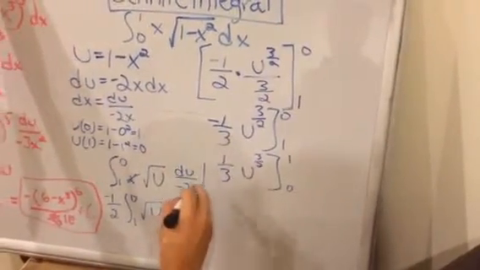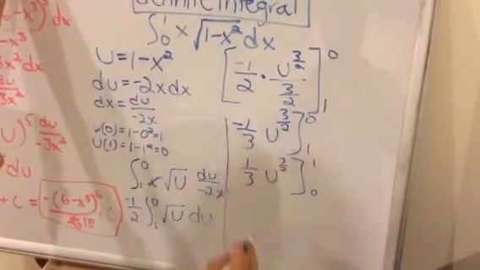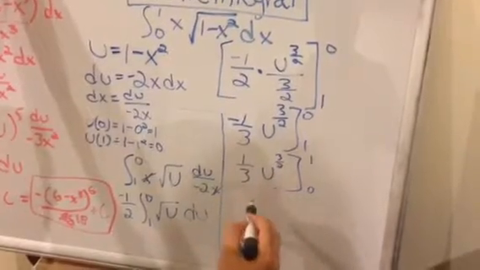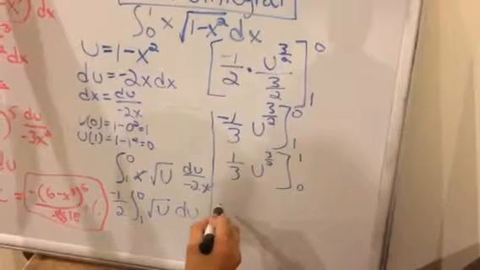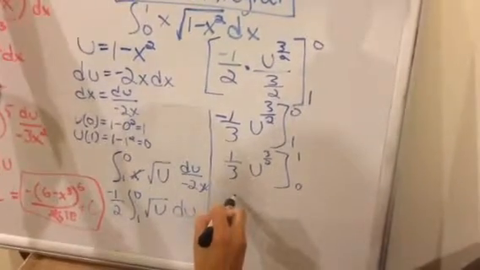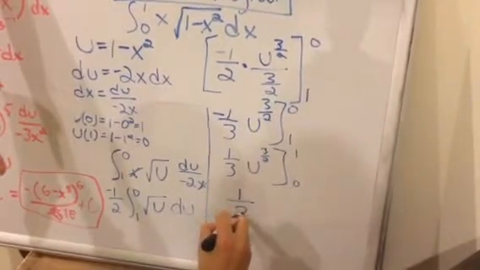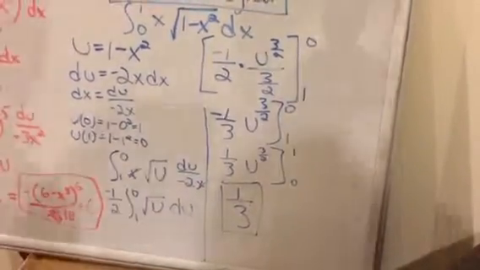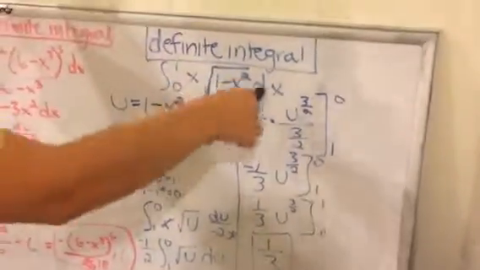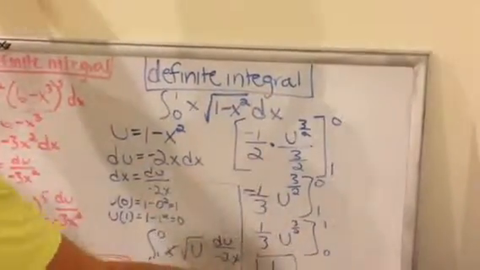Then, using the fundamental theorem of calculus, we would solve that and we would find that the integral simplifies to 1/3. The definite integral of this function is 1/3.